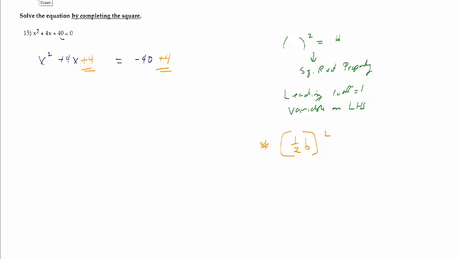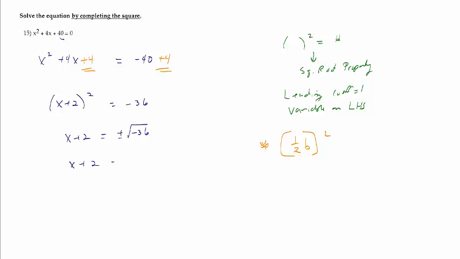Now the left-hand side is going to factor into a perfect square trinomial. That's why we chose the 4. So it becomes x plus 2 squared. Again, it's half of that middle one squared. And on the right-hand side, we have negative 36. The rest of this, like I said, we finish using the square root property. So x plus 2 is going to be equal to plus or minus the square root of negative 36.